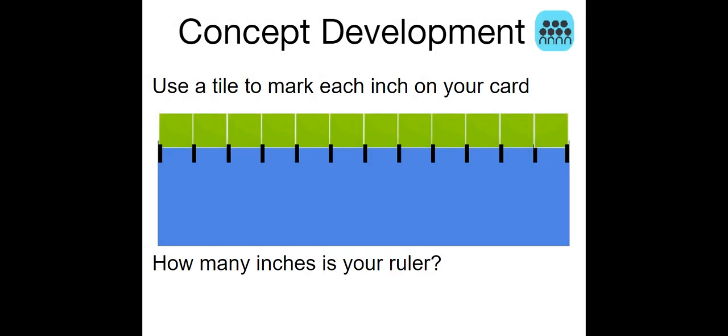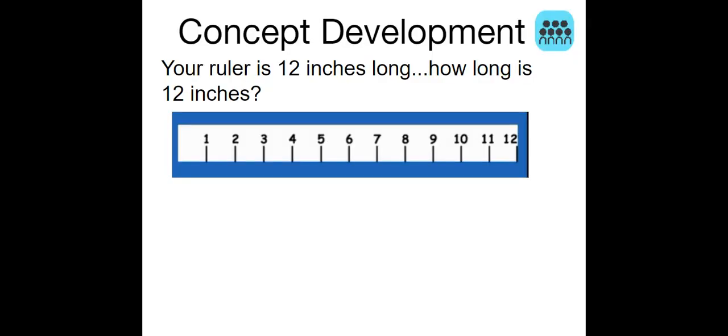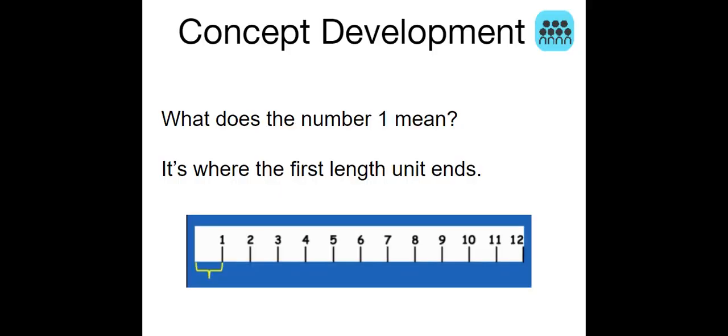All right, so once you have reached the end of your piece of paper, how many inches are in your ruler? Well, 1, 2, 3, 4, 5, 6, 7, 8, 9, 10, 11, 12. There are 12 tiles. That means there are 12 squares. So your ruler is 12 inches long. All right, make sure you have labeled each one of those hash marks as they are indicated above.